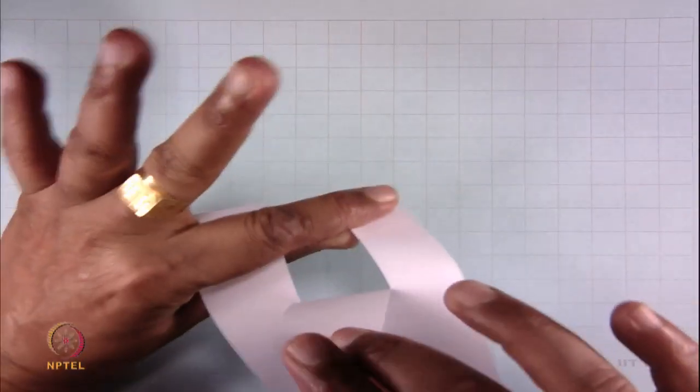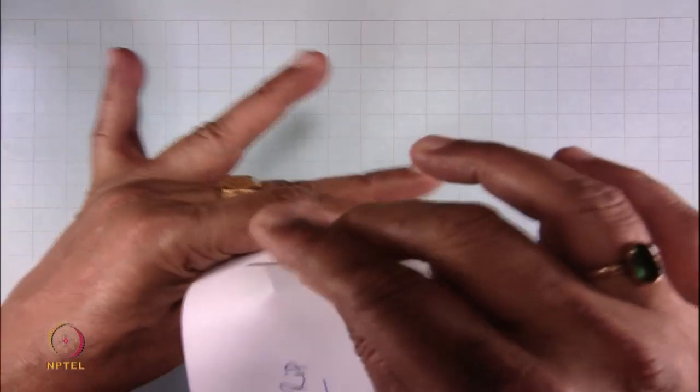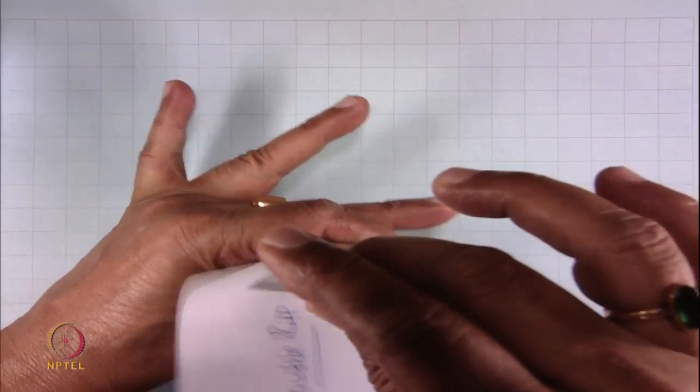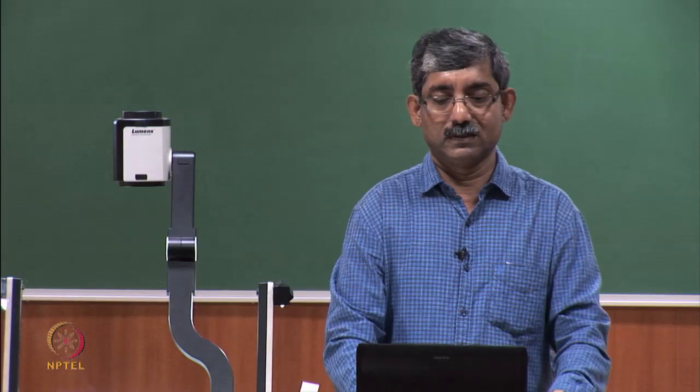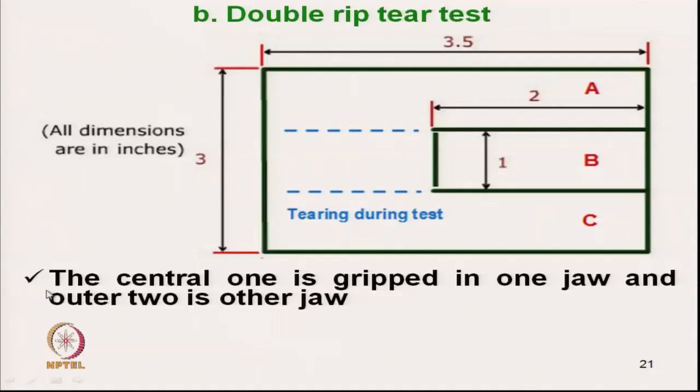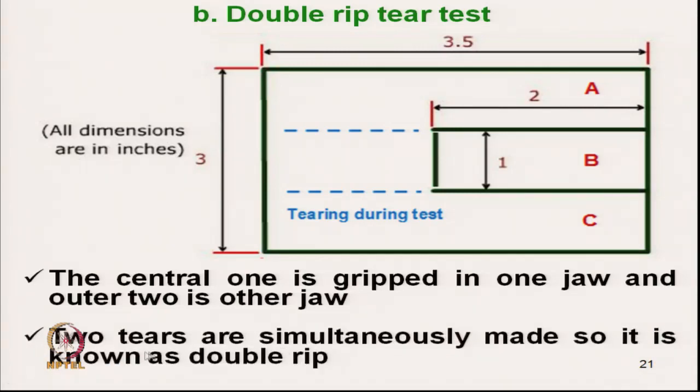In this way we test, and then the tearing goes on. This is the tearing. In a similar way we can test here. The central one is gripped in one jaw and the outer 2 in the other jaw. 2 tears are simultaneously made, so it is known as double rib tear strength testing.